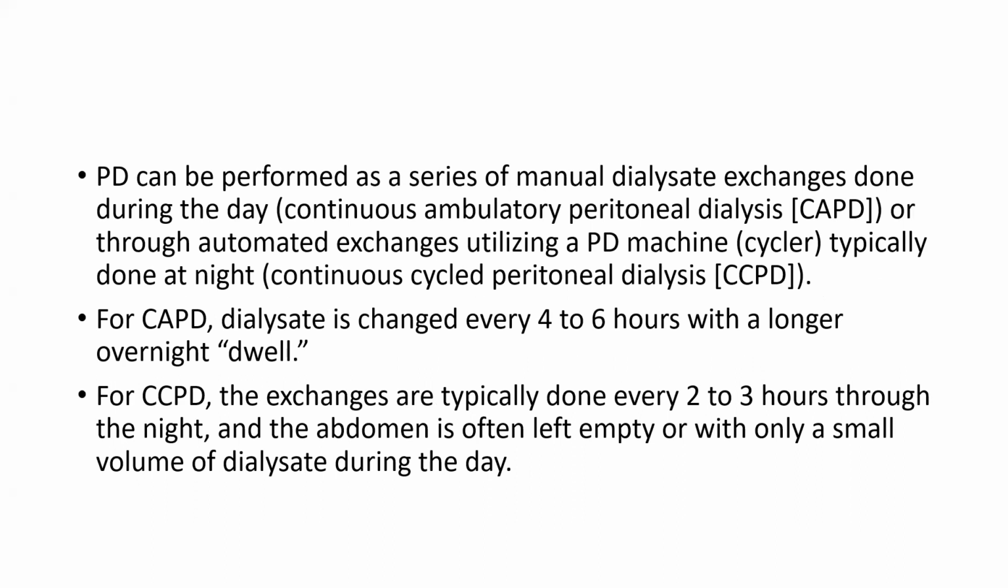So PD can be performed as a series of manual dialysate exchanges done during the day, that is continuous ambulatory peritoneal dialysis, or through automated exchanges utilizing a peritoneal dialysis machine, typically done at night, that is continuous cycler peritoneal dialysis. For continuous ambulatory peritoneal dialysis, dialysate is exchanged every 4 to 6 hours with a longer overnight dwell. For continuous cycler peritoneal dialysis, the exchanges are typically done every 2 to 3 hours through the night, and then the abdomen is often left empty or with only a small volume of dialysate during the day.